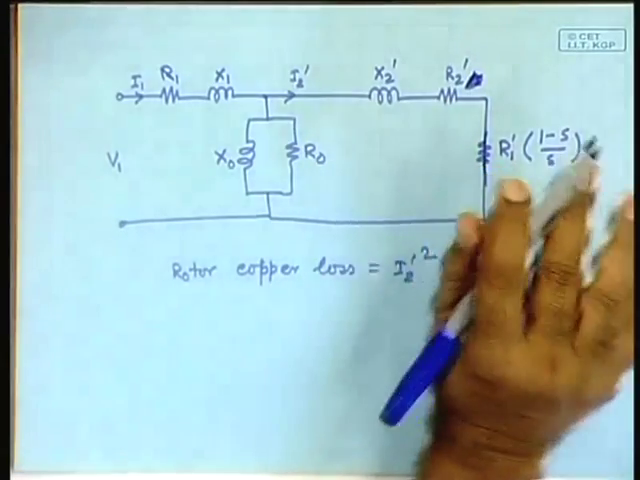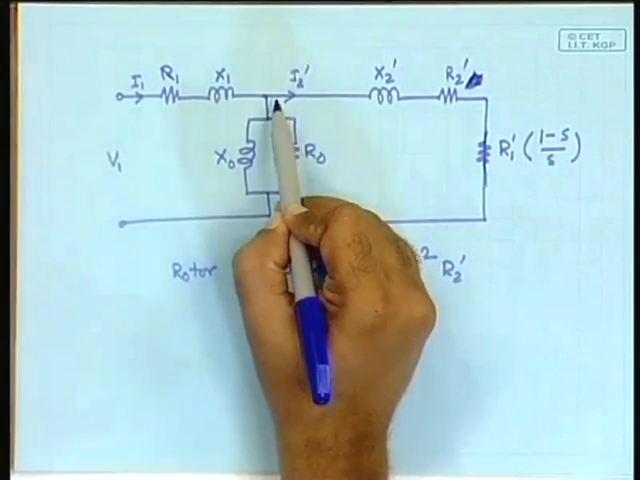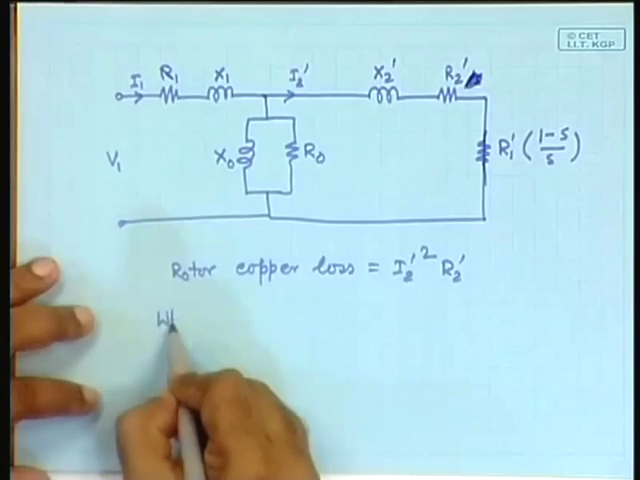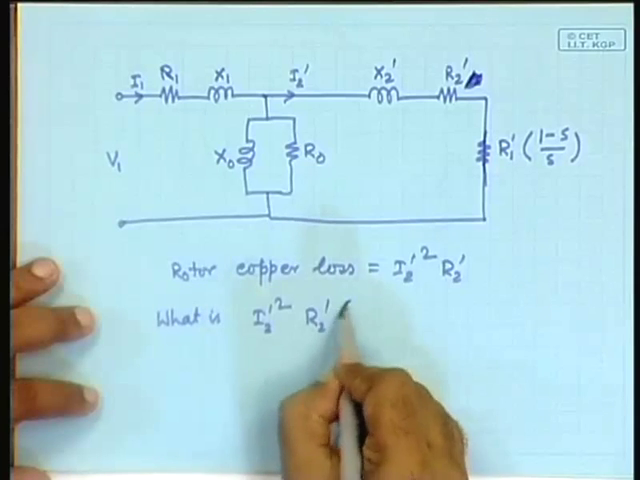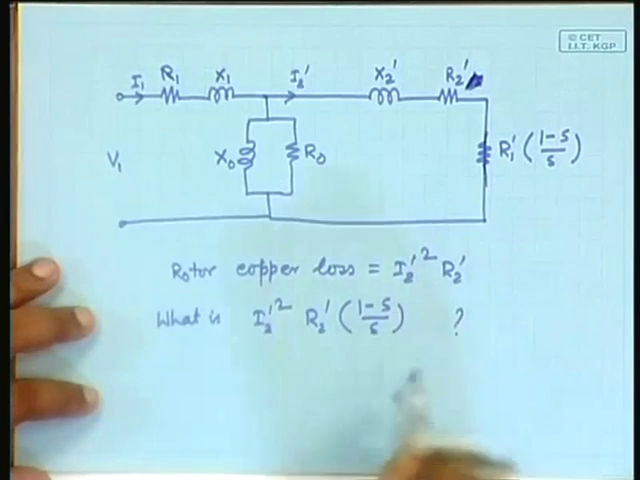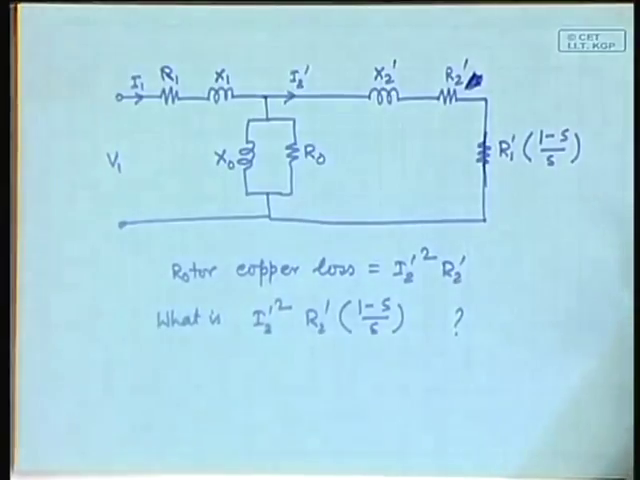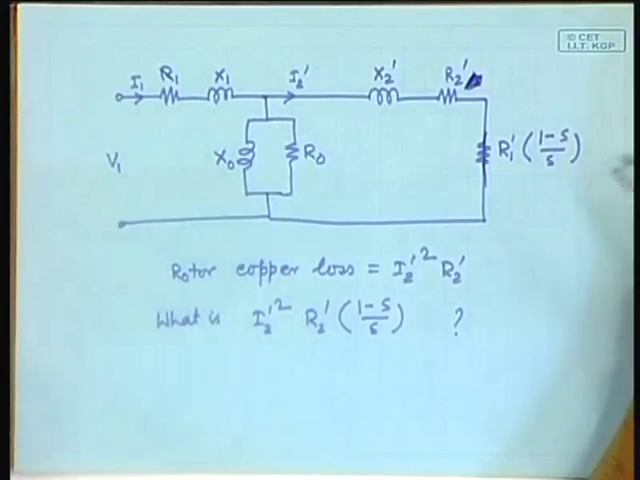So, these two added together will give, now we have conceptually clarified that this current squared times this resistance will give you the rotor copper loss. Then what is this? What is I2 prime square times R2 prime (1 minus S) by S? After all, if the current is flowing through this resistance, there will be loss in this resistance. What is that? That is the mechanical power that is converted from the electrical domain to the mechanical domain. So, it is the electrical equivalent of the mechanical power that is converted.